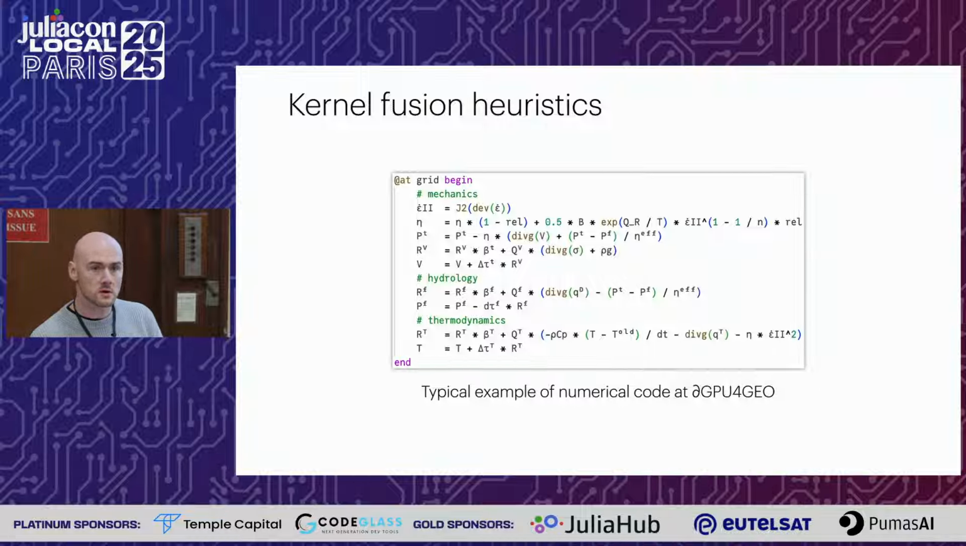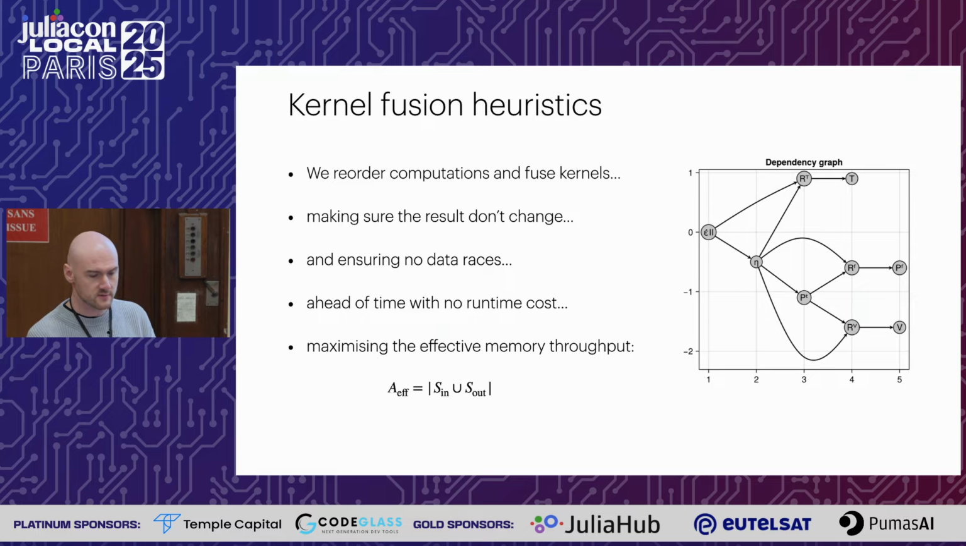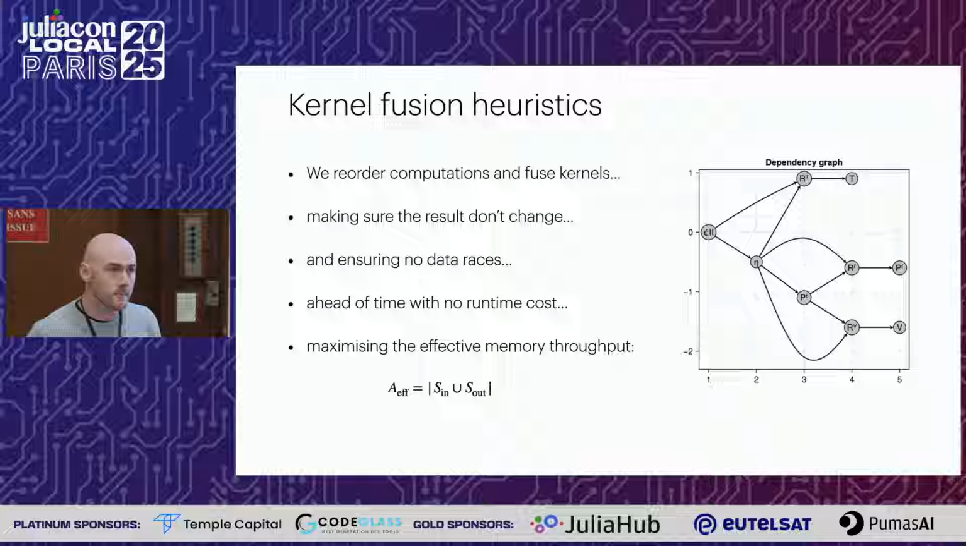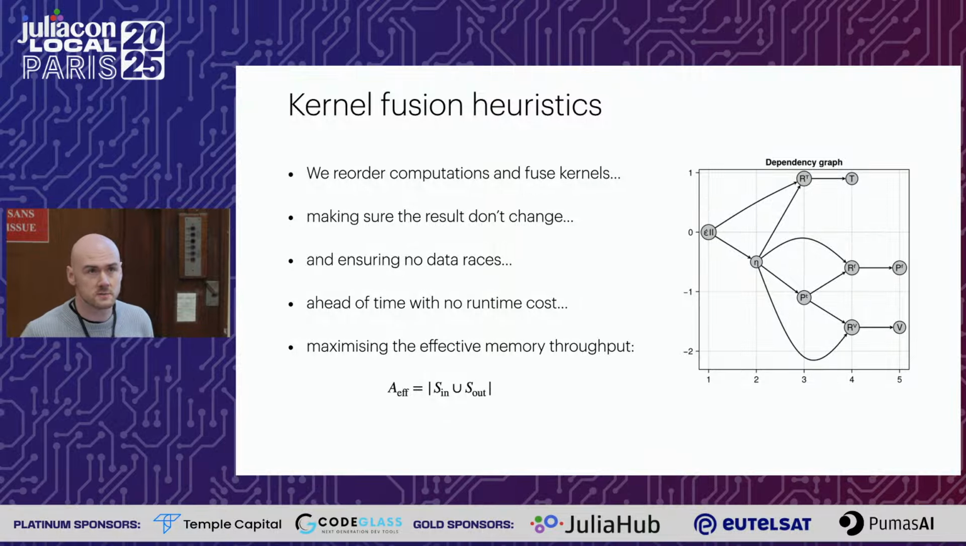it will be very slow. Ideally, you want to fuse as many computations as possible, but it's also challenging because you might, for example, introduce race conditions, and on the other hand, you also need some performance model which you want to use to optimize. We use a very simple performance model, which is just maximizing the effective memory throughput. This might not be optimal in all cases, but it is a very simple heuristic that really gives good results by default.